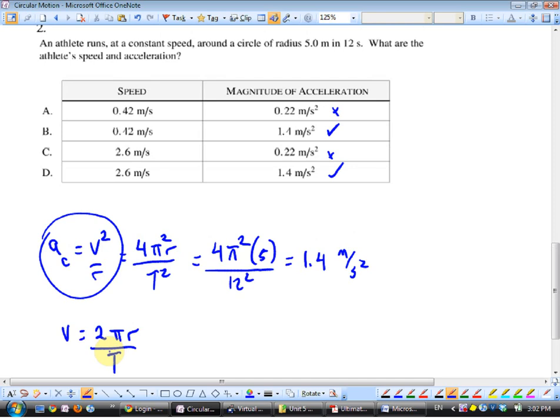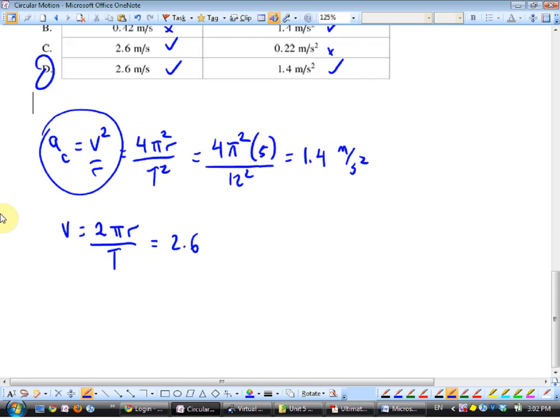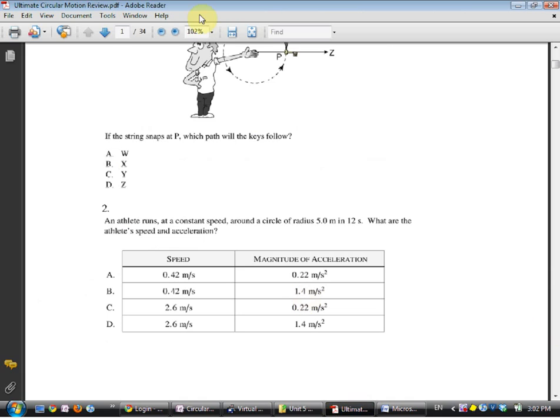And I also get 2.6179999. Correct answer, D. Now that wasn't actually doing any free body stuff. Let's find a horizontal circle where we got to do some free body stuff. I know of a few questions I'm thinking about already.